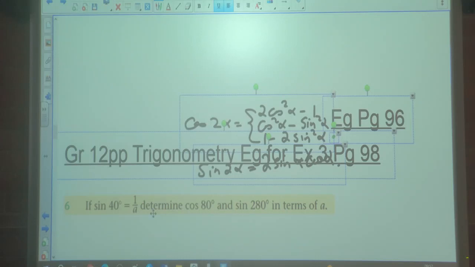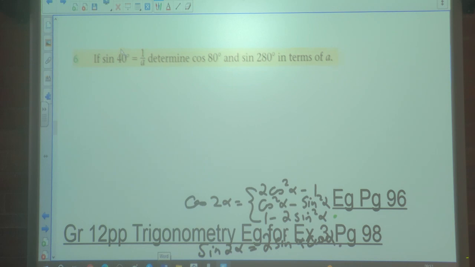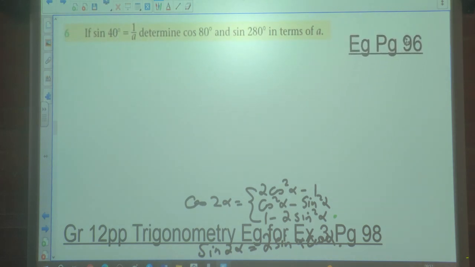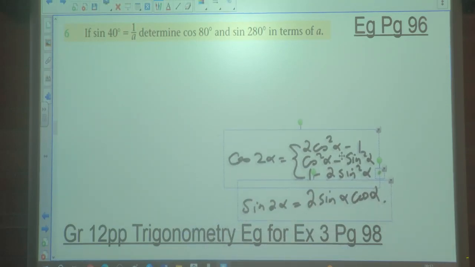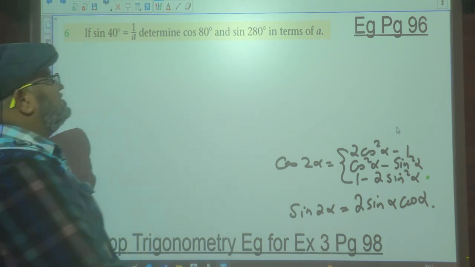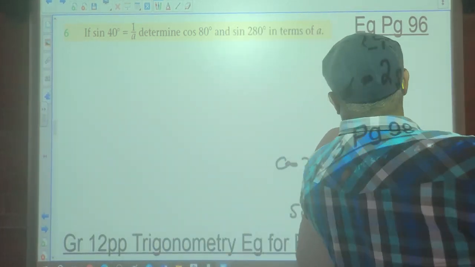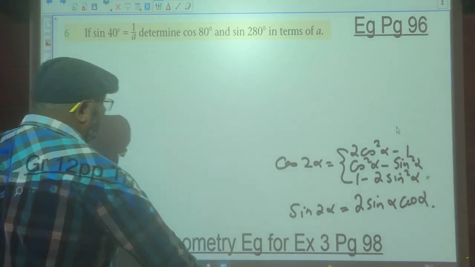Number 6. If sine of 40 is equal to 1 over a, determine cos of 80 and sine of 280 in terms of a. So what do we have to do here? Construct a triangle, yes. So what does sine stand for?